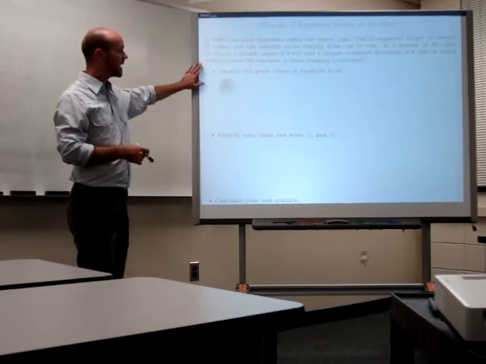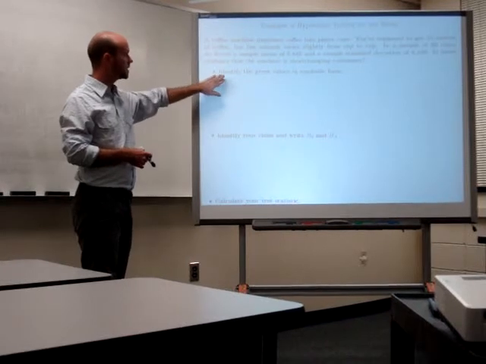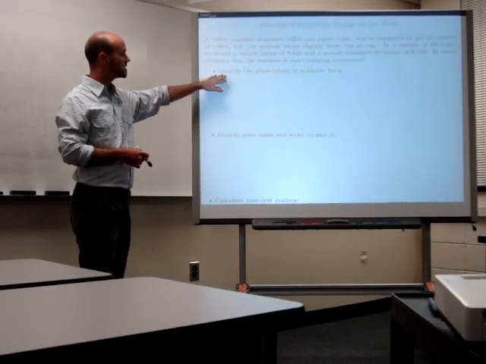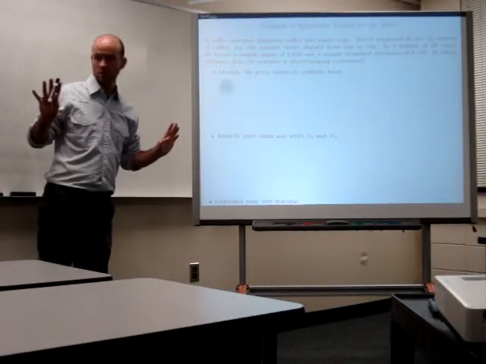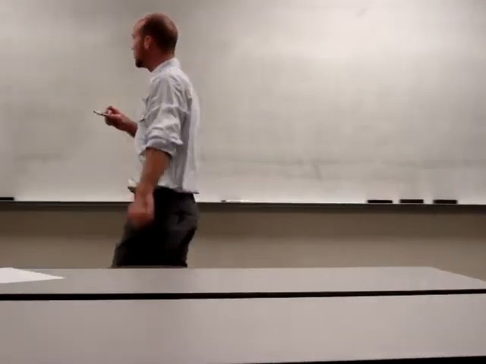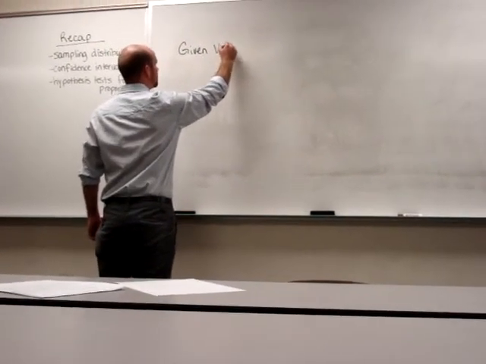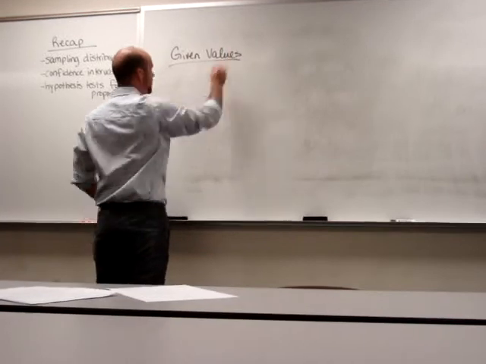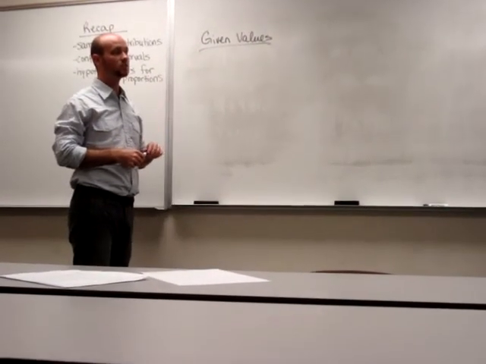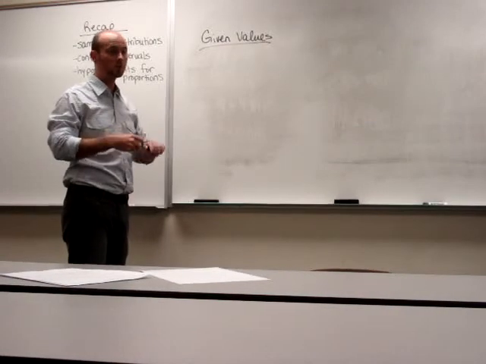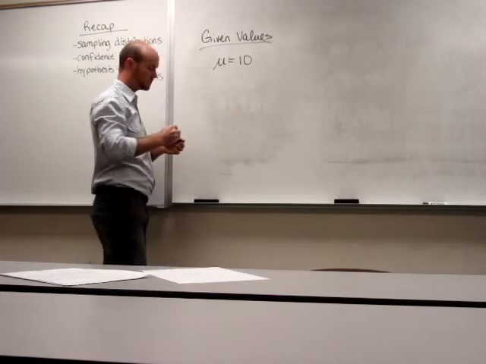So on this handout I've provided you, I have listed some steps, and the first step says identify the given values in symbolic form. So this is very similar to what we've been doing. We want to list the given values. To start out with, we see that we're supposed to get 10 ounces of coffee. So we could say that the population mean, mu, is equal to 10.